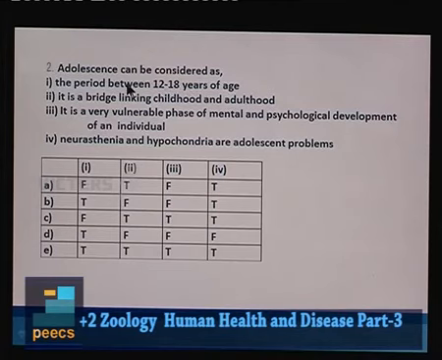So, here the first one is true, the second one is also true, and the third one, it is a vulnerable phase of mental and psychological development of an individual. That is also true. And adolescence will lead to certain effects like neurasthenia and hypochondria. What is neurasthenia? Neurasthenia is the inability to concentrate or to enjoy things.